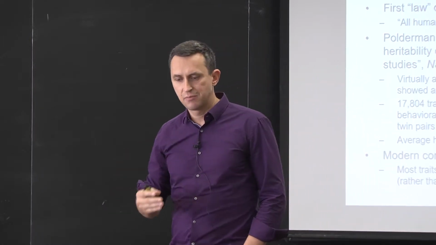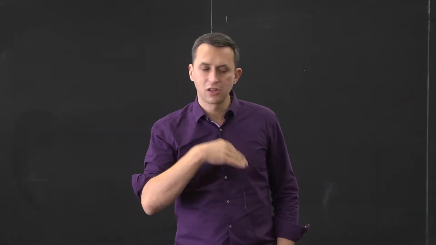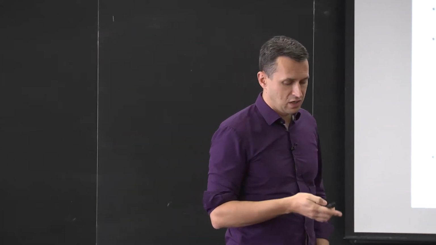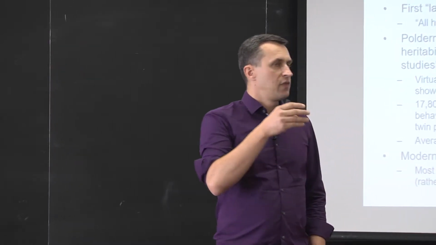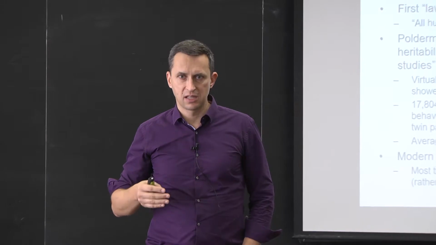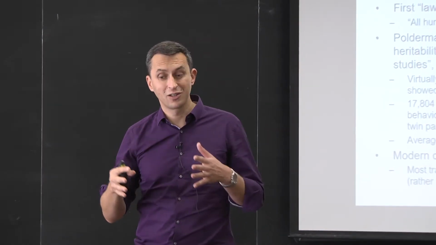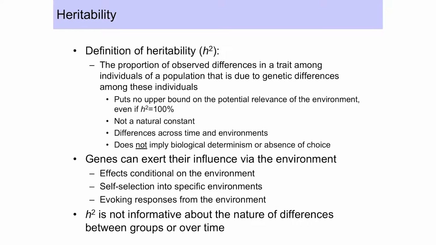And very importantly, the estimates that we're getting from all these various statistical methods, not only the twin method, but also methods that use genome-wide data, they're dependent on the environments in which people are being sampled. They depend on the specific sample that we're selecting. So the modern consensus is actually that most traits result from a very complex interplay of nature and the environment, rather than either one of them separately or isolated from the other. So heritability technically just refers to the proportion of observed differences in a trait among the individuals of a population that is due to genetic differences among these individuals.